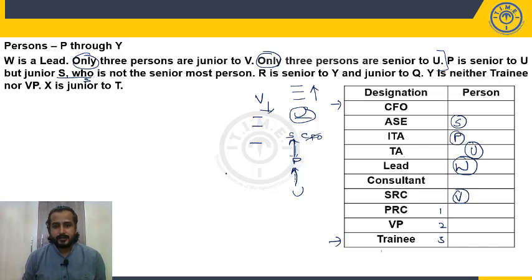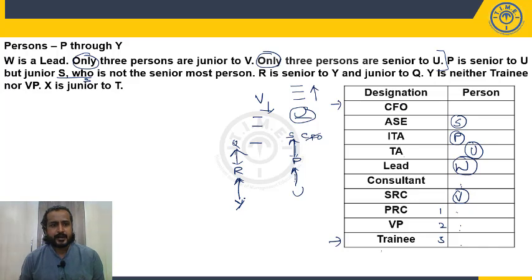Okay. R is senior to Y, but junior to Q. So R is junior to Q, which is nothing but R is senior to Y, Q is senior to R. So where can I take? So many possibilities: Q, R, Y. So don't freeze it. Don't write that many possibilities. Go ahead.